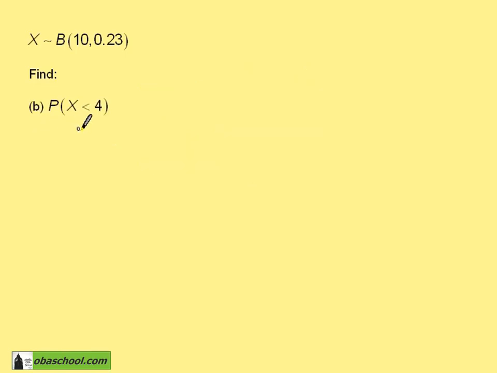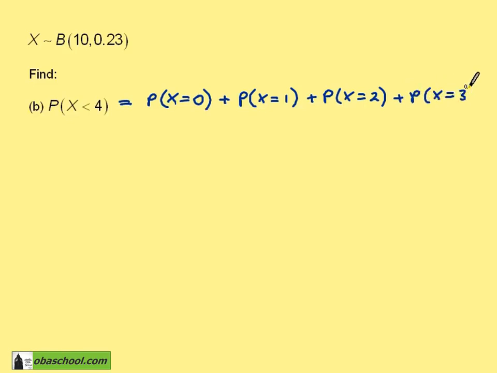We now want the probability of x being less than 4. This is the same as x being less than or equal to 3. So the probability of x equals 0 plus the probability x equals 1 plus the probability x equals 2 plus the probability x equals 3. Note this is strictly a less than 4. We know this result from part A.